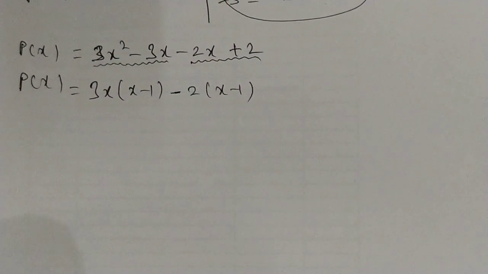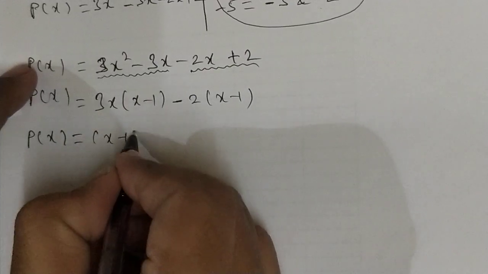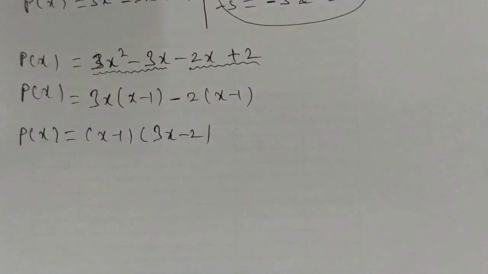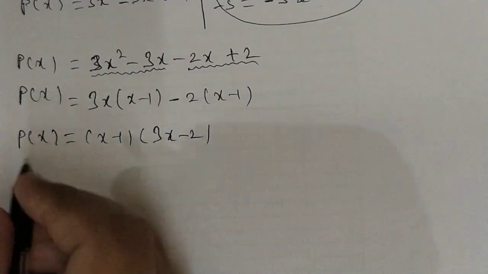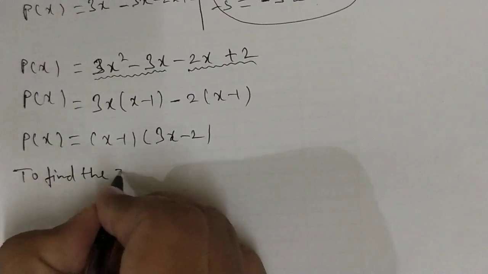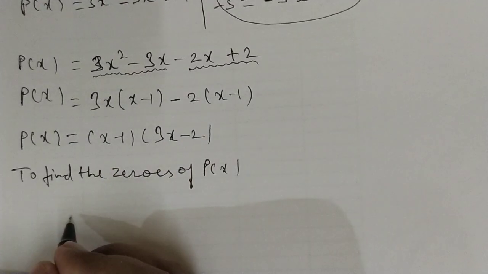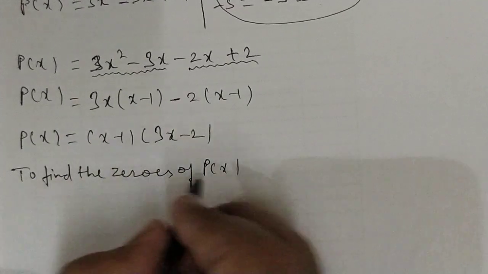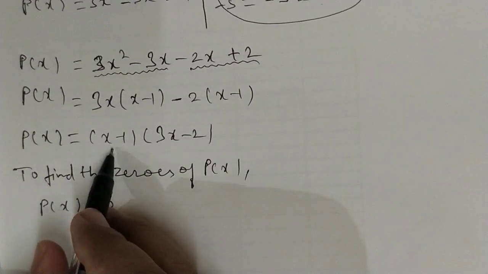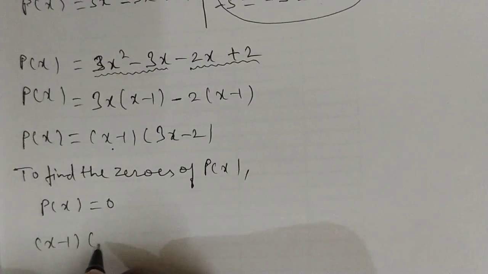P of x equal to, now from the whole I am taking x minus 1 common, so 3x minus 2 will be remaining. Now to find the zeros of p of x, we have to put p of x equal to 0. And what is the value of p of x? x minus 1, 3x minus 2. So at the place of p of x I am writing this.